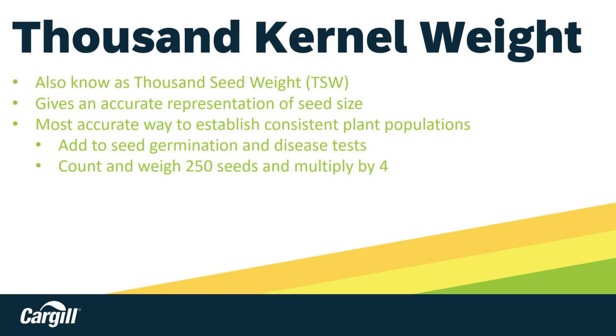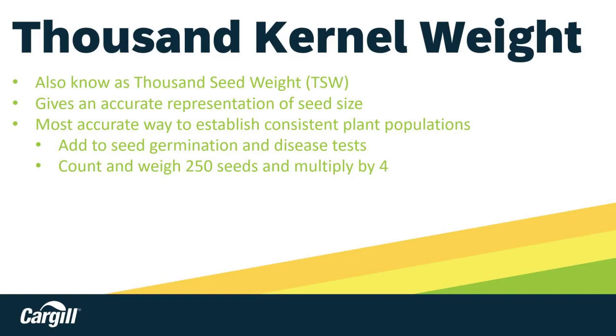Thousand kernel weight, or TKW, is sometimes known as TSW, thousand seed weight in canola. This gives us a measurement of how heavy our seed is so that we can calculate our seeding rate. A higher TKW means fewer seeds in a bushel, and so we need to adjust our seeding rate in order to make sure that we have the proper plant stand. This is a very important number to know because it can vary between varieties and between seed lots. Not knowing your TKW could mean seeding too heavy or too light and limiting your yield potential.